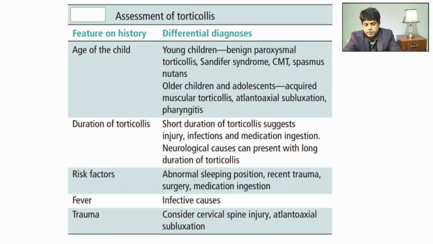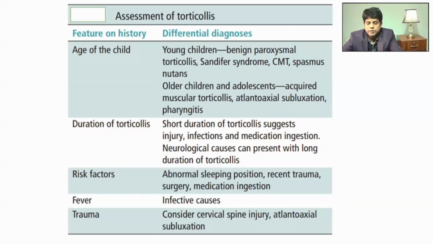And look at the duration of the torticollis. If it's acute, we have to suspect an infection or an injury, or sometimes a drug ingestion. And if it's long term, the differential diagnosis mostly includes congenital muscular torticollis, or sometimes a neurological or ocular cause of torticollis. So in such children, it is very important for the child to be seen by an eye surgeon and a neurologist, because your differentials include brain tumors and ocular problems like refractive errors and congenital squints.